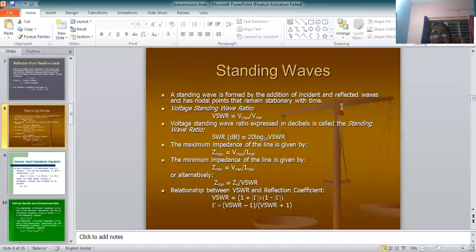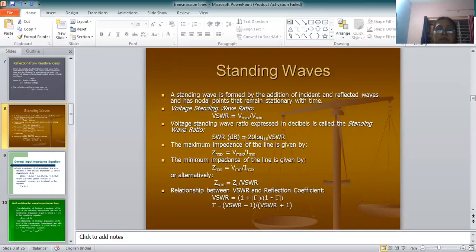Now the standing waves. A standing wave is formed by addition of incident and reflected waves, and it has nodal points that remain stationary with time. Voltage standing wave ratio is Vmax upon Vmin. Then the standing wave ratio SWR in dB is given by 20 log 10 VSWR.